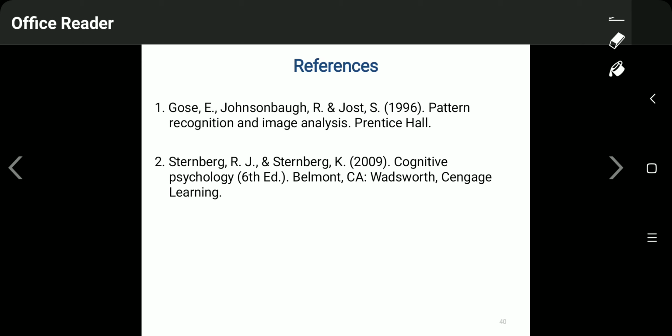So these are the references. We can read books on pattern recognition and image analysis, and also on cognition analysis and psychology. Thank you very much.